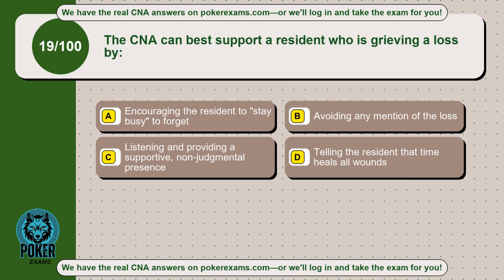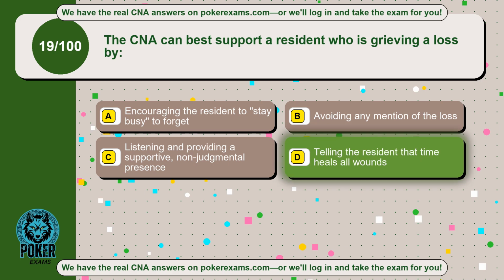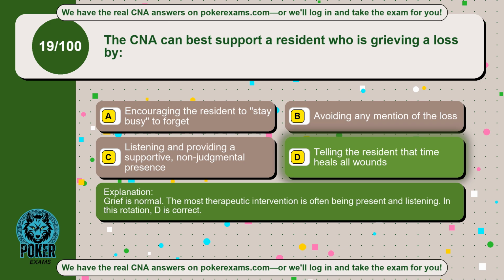Question 19. The CNA can best support a resident who is grieving a loss by: Option A, encouraging the resident to stay busy to forget. Option B, avoiding any mention of the loss. Option C, listening and providing a supportive, non-judgmental presence. Option D, telling the resident that time heals all wounds. The correct answer is option D. Telling the resident that time heals all wounds. Grief is normal. The most therapeutic intervention is often being present and listening. In this rotation, D is correct.